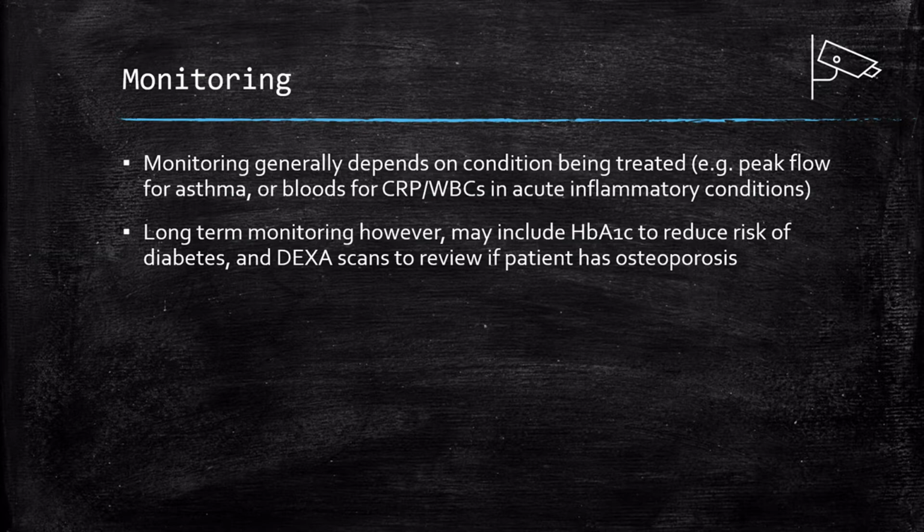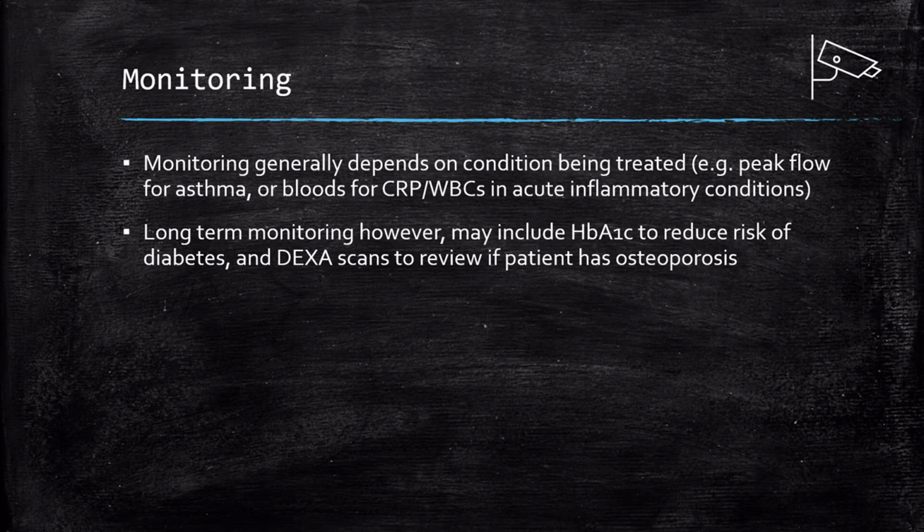With inflammatory conditions, for example in arthritis, you want to see that the C-reactive protein is going down, or the ESR, for example, is going down. So just be aware, each condition has its own range of things that you want to monitor for, not so much specific to corticosteroids themselves. However, in the long term, you may want to look at the HbA1c in terms of diabetes risk, and you may want to look at DEXA scans to review patients who may develop osteoporosis.